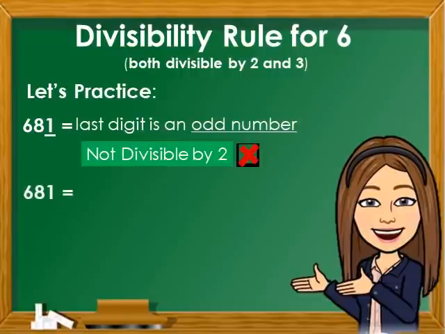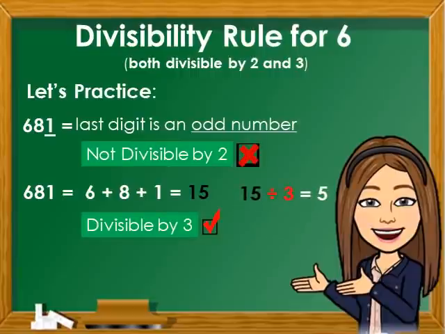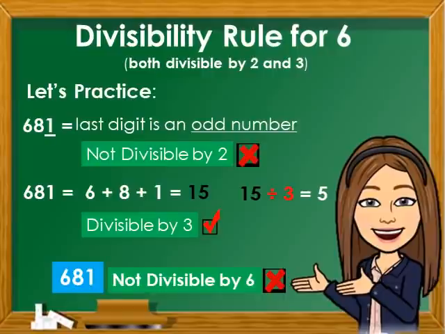Next, let's add the digits of 681. 6 plus 8 plus 1 equals 15. So, the sum of the digits is 15. Can 15 be divided by 3 without remainder? Yes. So, 681 is divisible by 3. Since 681 is not both divisible by 2 and 3, we can say that 681 is not divisible by 6.